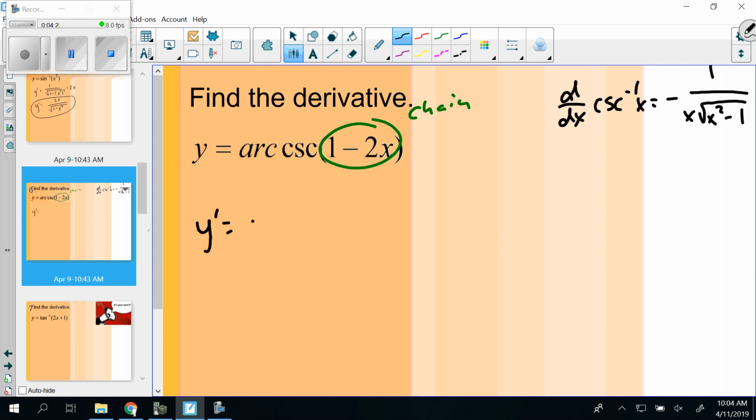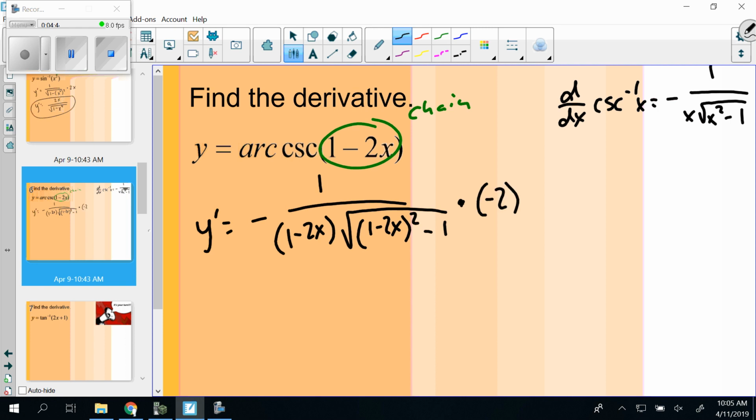So our derivative here is going to be the opposite of 1 over whatever we're taking the inverse cosecant of times the square root of that same thing squared minus 1, times, again, chain rule. Okay, this is where the chain rule comes in. What is the derivative of 1 minus 2x? It'd be negative 2. So now multiplying this together, these two negatives are going to make this positive, and 1 times 2 would mean we have a 2 on top.